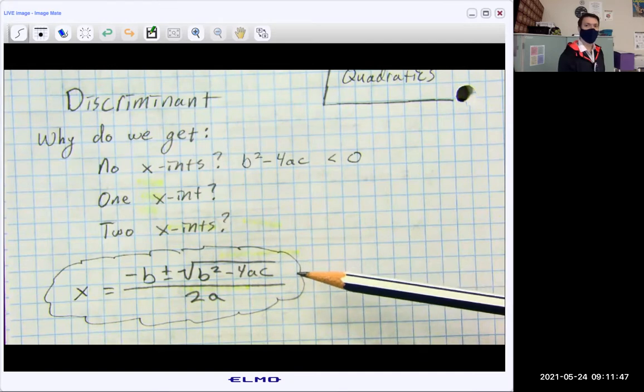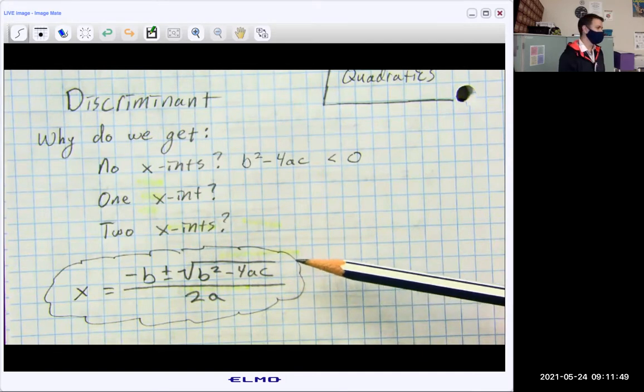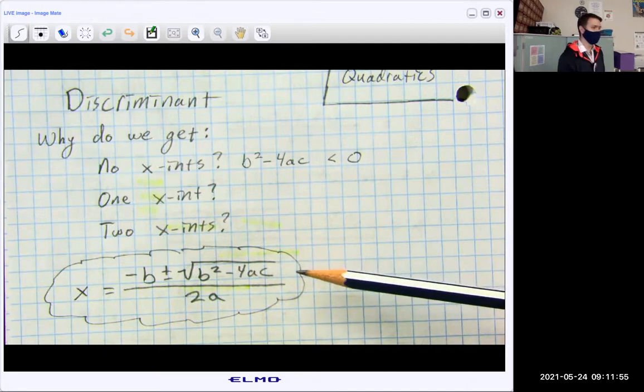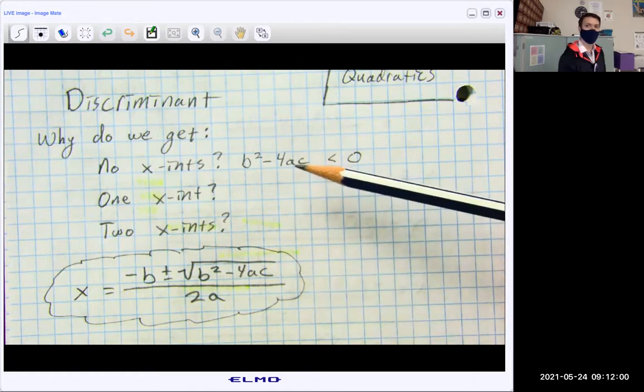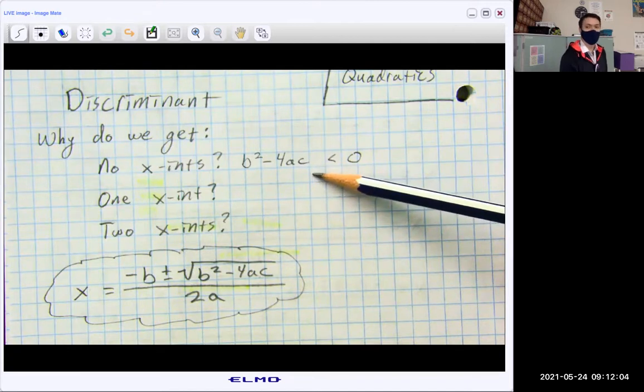So if you already know that there's going to be no answer, why go through and solve it? The answer is don't. If you find out you're going to have no x-intercepts, then all you need to do is tell us why. And if the discriminant tells you that it's going to be a number less than 0, that means a negative number, then you know there's going to be no x-intercepts. So you can't take the square root of a negative.